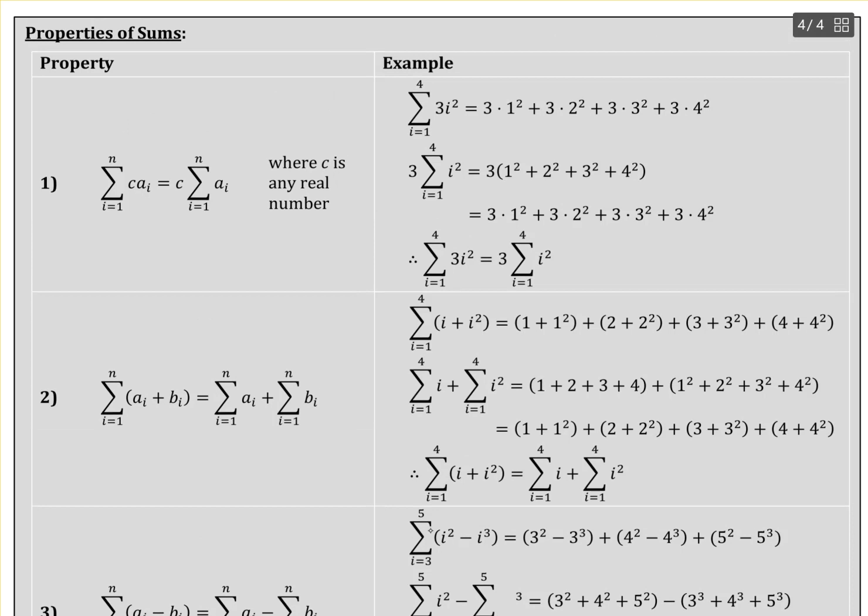So let's just look through number 1. If I have the sum from 1 to 4 of 3i squared, notice if I do the calculation straight up, this is what I get. But notice, what do all those terms have in common? I've got a 3 in each of them, so 3 times 1 squared plus 2 squared plus 3 squared plus 4 squared, so I can go from here to here, which is equal to the thing on the left side.